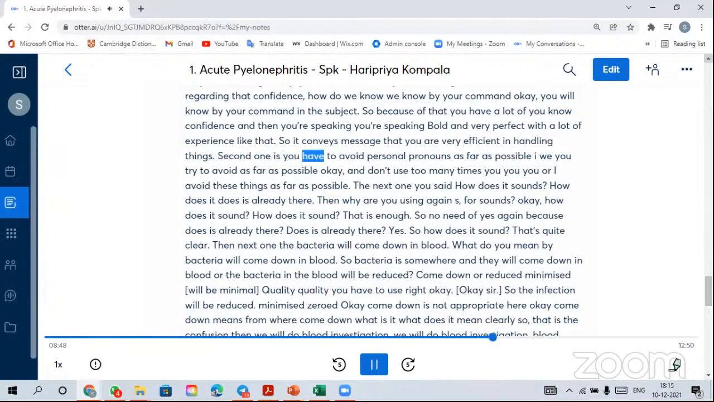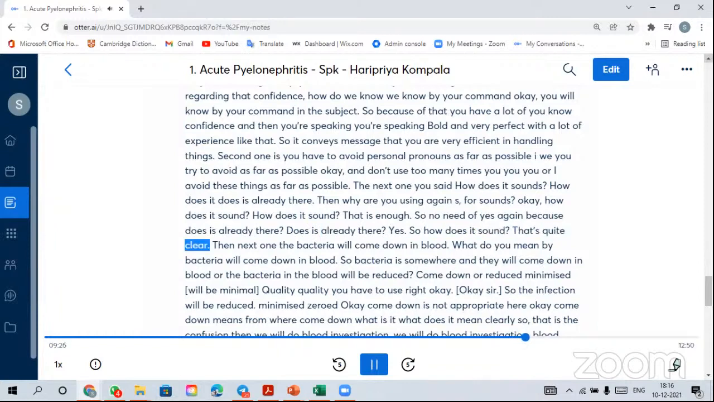Second one is, you have to avoid personal pronouns as far as possible. I, we, you. Don't use too many times you or I. Avoid these things as far as possible. The next one, you said, how does it sounds? How does is already there. Why are you using yes again for sounds? How does it sound? That is enough. So no need of yes again, because does is already there. So how does it sound?